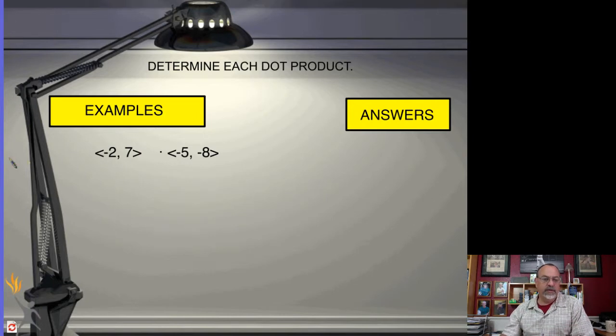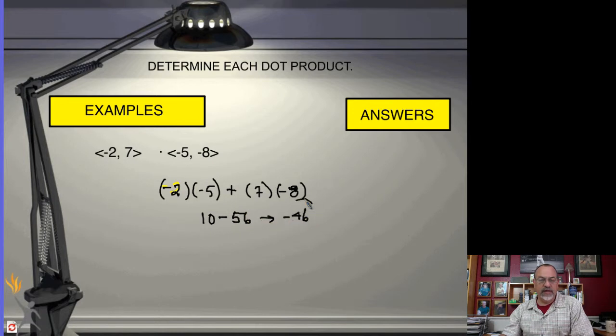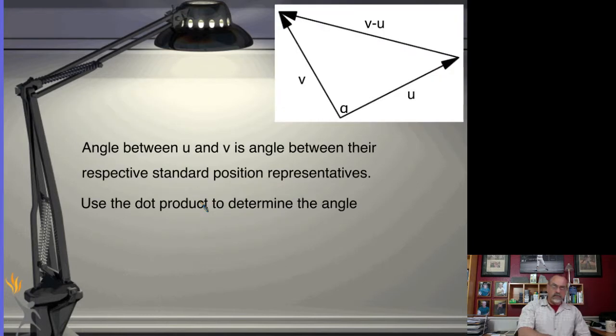So let's do a couple of examples of determining the dot product. To determine the dot product, I take the a components, which are negative 2 times negative 5, plus the b components, 7 times negative 8, and add those together. So this is a positive 10 plus a negative, so that's going to be minus 7 times 8 is 56, so this would be a negative 46. And again, you'll notice that we arrive at a single answer, not another vector, a scalar number.